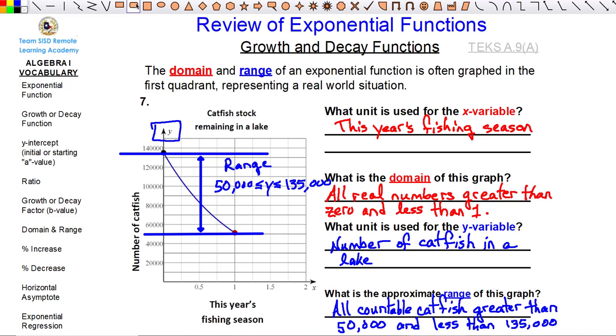Oh, the inequality is y. We can read this a couple of ways. We can say all y values greater than 50,000 and less than 135,000. Another way to read this inequality is all y values between 50,000 and 135,000 inclusive. But for purposes of your assignment, you can just write this down, and you can write down that inequality as well.